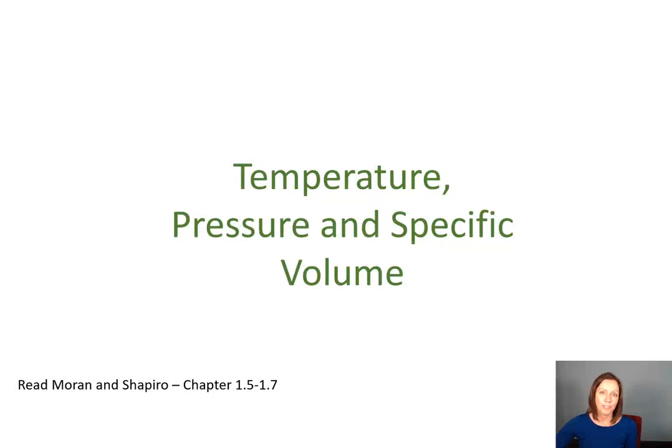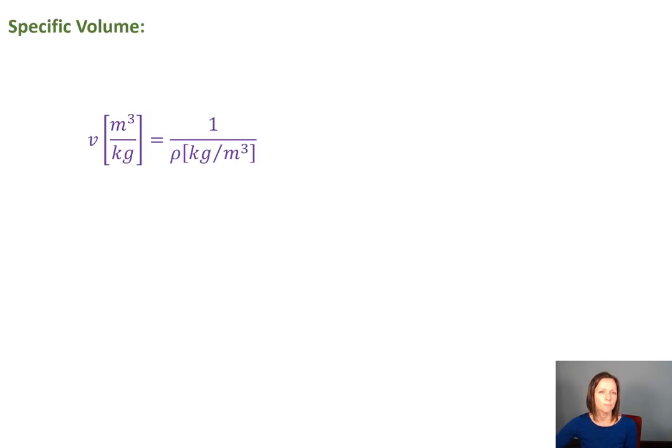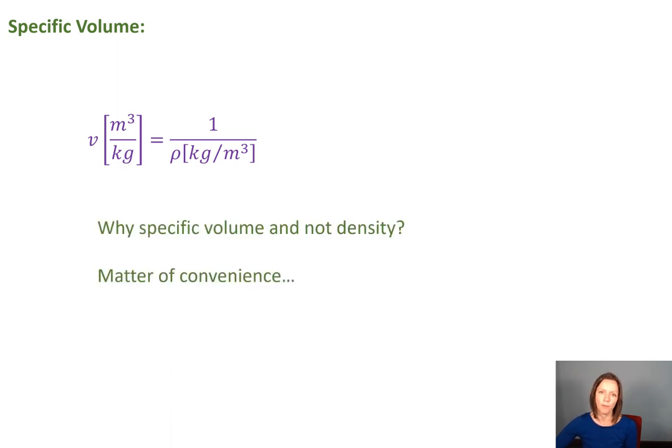In this segment, we're going to talk about temperature, pressure, and specific volume. Just very quickly, specific volume is the easiest. This is the volume divided by the mass to make it an intensive property. We mentioned that this was the inverse of density, so you may be more familiar with density, but it's just a matter of convenience why we choose to work with specific volume rather than density in this class.